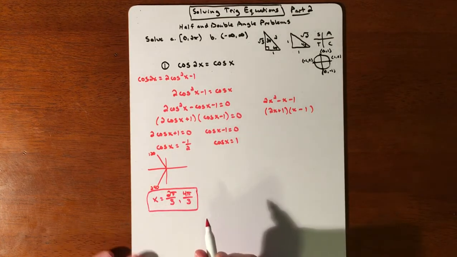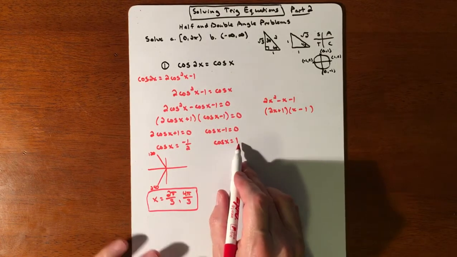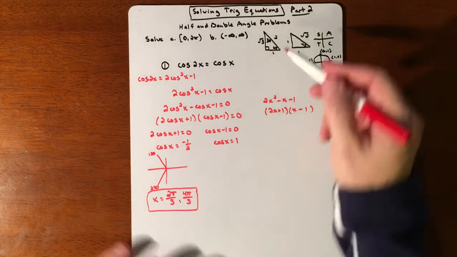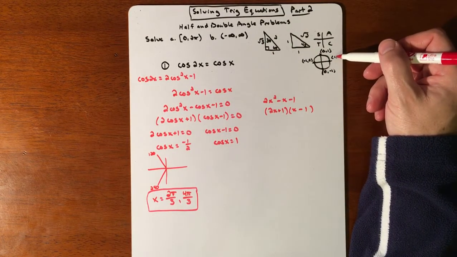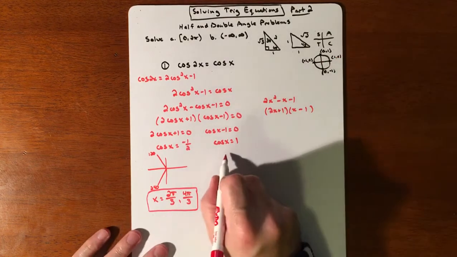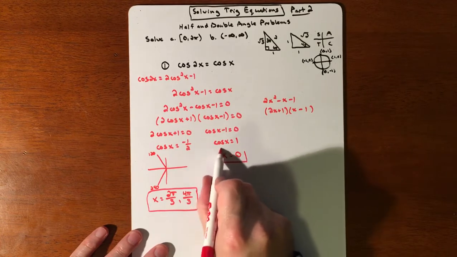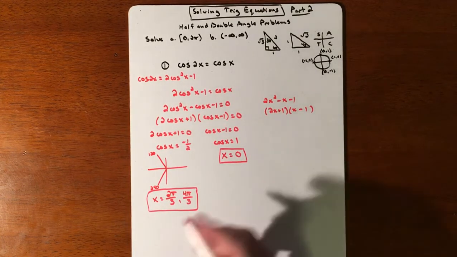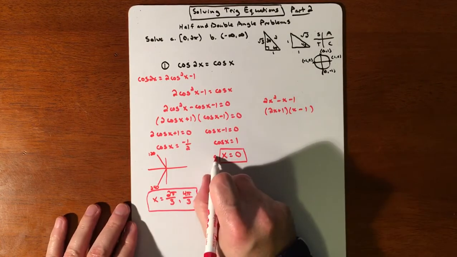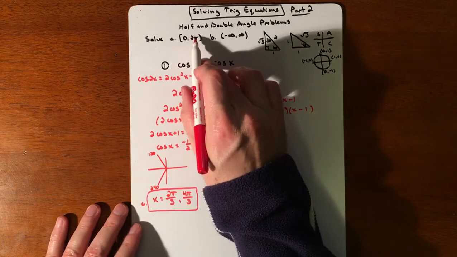All right, so there's 2 of our answers, and then we'll see what this one gives us. Cosine of some angle is going to equal 1. Well, that's not a triangle, so it's going to be a point on the axes, and cosine is an x value, so we're looking at 0 degrees. So x is going to equal 0 radians. Okay, so that's part A, when we're locked between 0 and 2 pi.